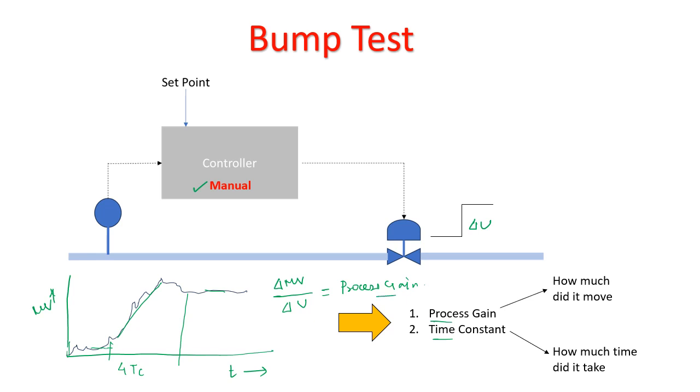So these two parameters basically signify this process. So process gain is how much did it move, and process time constant is how much time did it take to move, right? So the time you can see from settling time to again settling time, this time difference is basically 4 times the time constant of the process, and the change in the measured variable divided by change in the output, that gives you process gain.